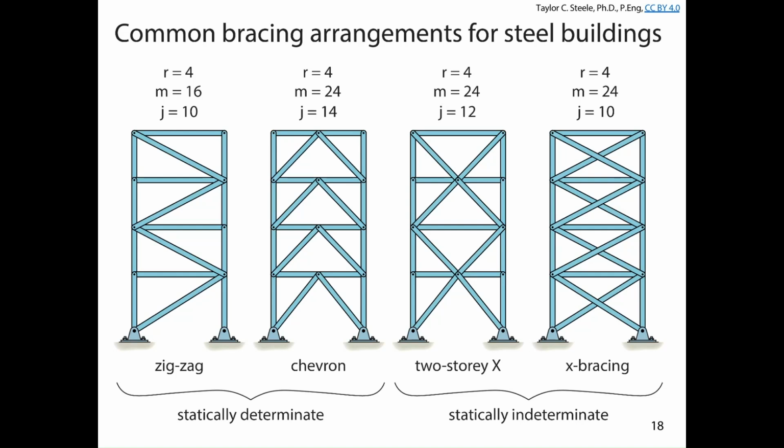Another arrangement here is called chevron. I don't know why it's called chevron, but basically you can either have a V kind of shape or you can have an A kind of shape.